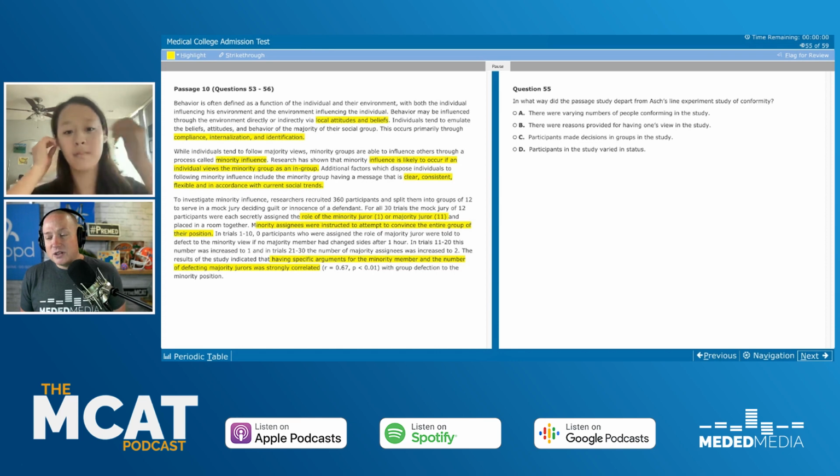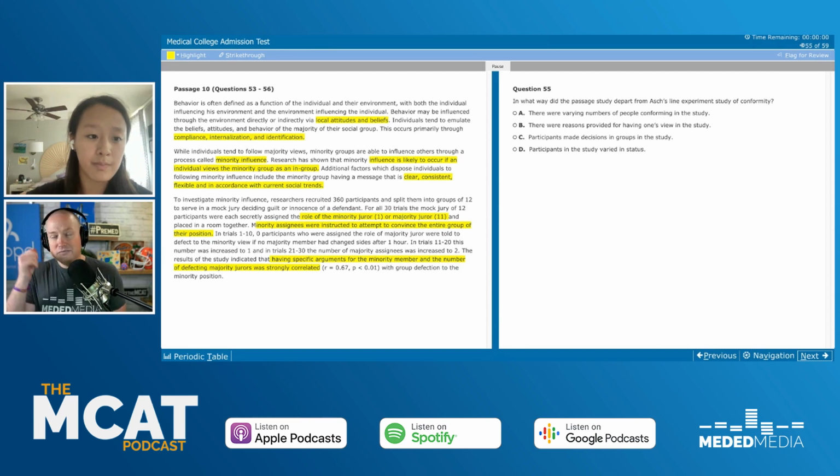There were reasons provided for having one's view in the study. Again, to me, I'm like, well, everyone has reasons for everything. I don't know if that actually is departing from the conformity. I guess whether they are verbalized or not, if they're given out loud or not, is maybe the distinction here. Yeah. Answer choice A, there were varying numbers of people conforming in the study. Again, I don't know if that's departing from the experiment, because you're always going to sway some people and not sway others. And then the status one, answer choice D, I don't understand the status of what people are. So I'm going to ignore that one.